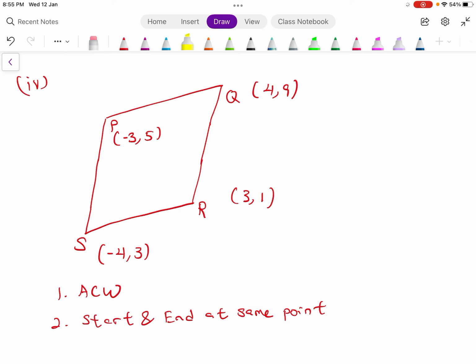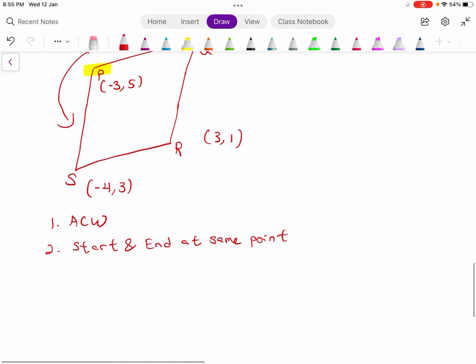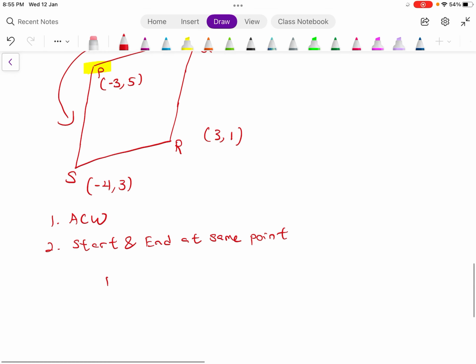First thing first, maybe I start from point P. Then I rotate anti-clockwise, so the next point will be point S, R, Q, then I need to go back to point P. Now I write down. The thing about tying shoelace is you put a half first, then after that you put 2 lines like that.